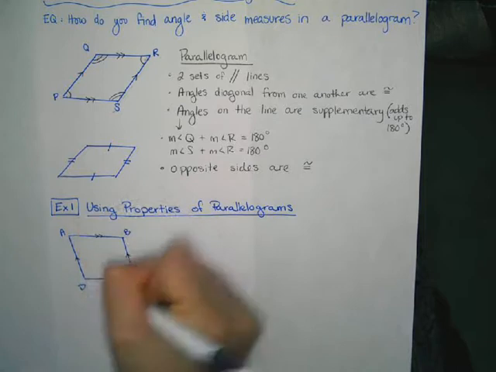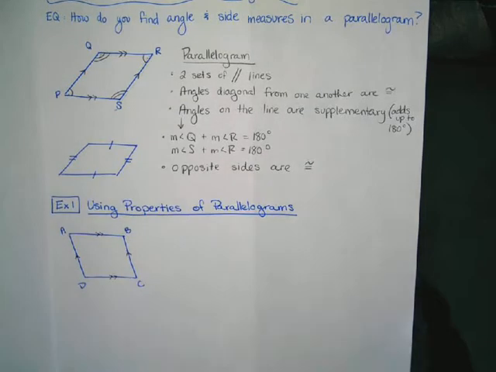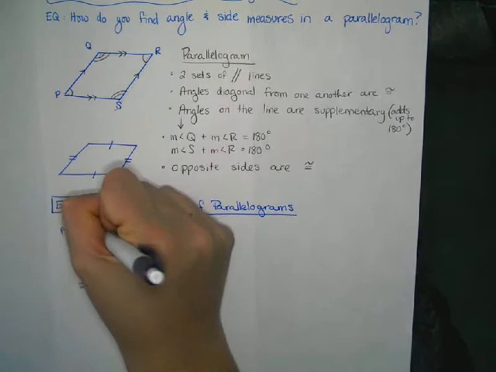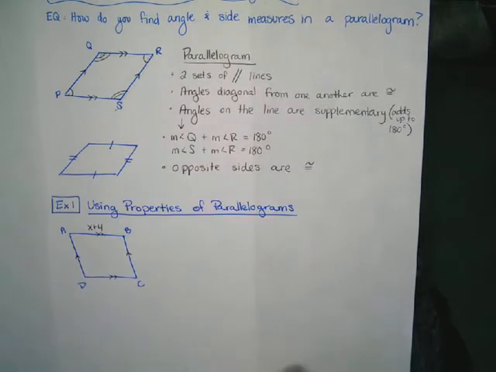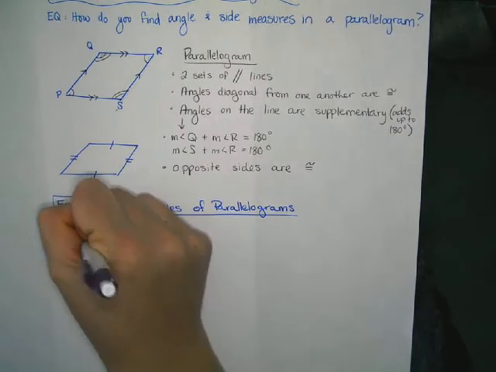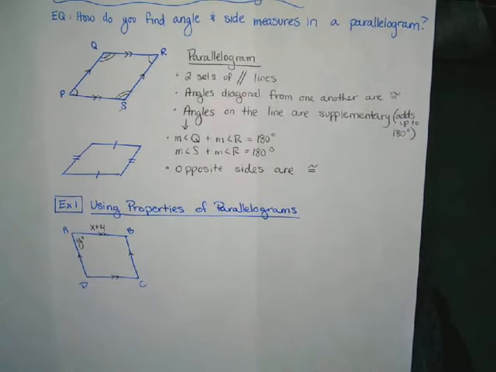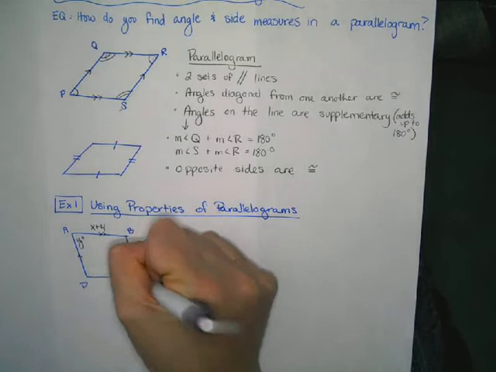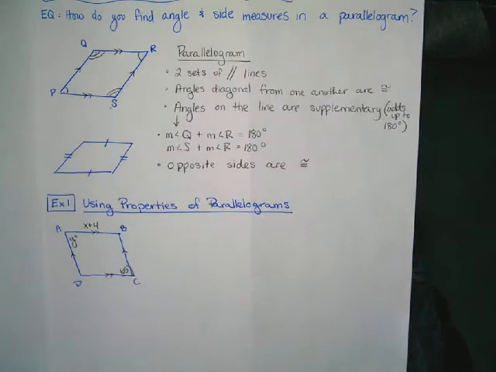This side is x plus 4. This angle is y degrees. Sorry, that's an angle, not a side. 65 degrees here for this angle right here. This is an angle, right? And this side length is 12.